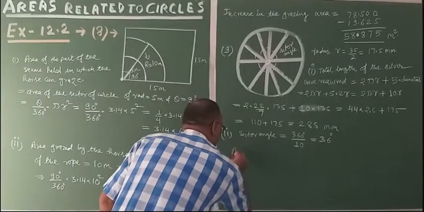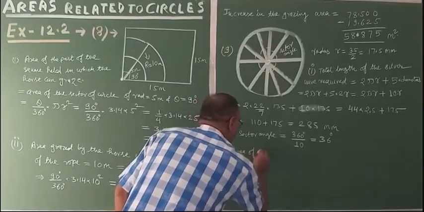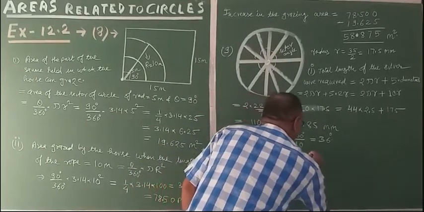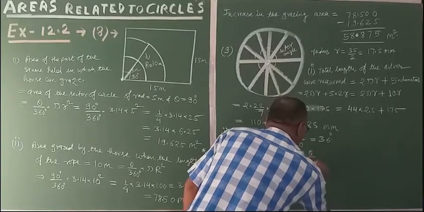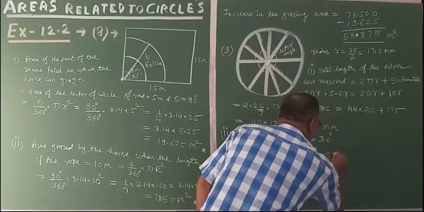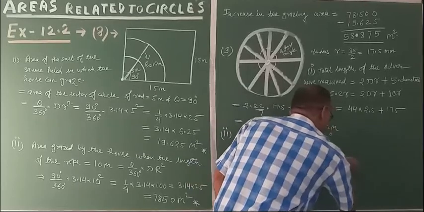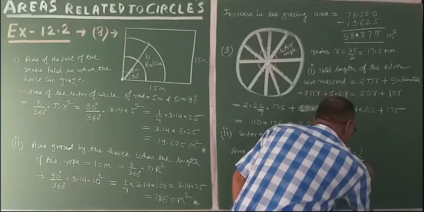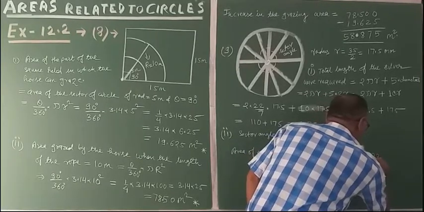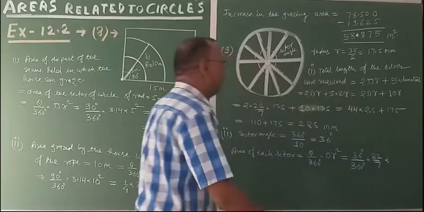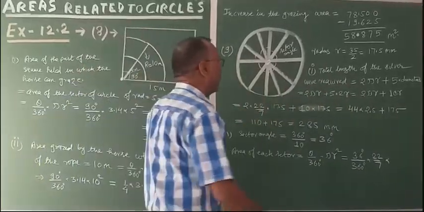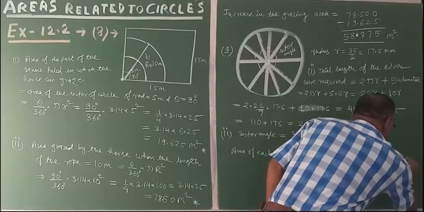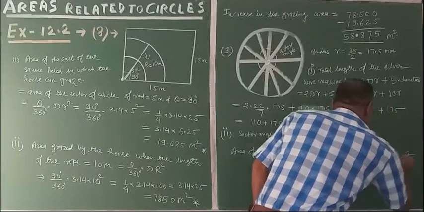Now, area of each sector will be theta upon 360 into pi r square. Theta you have taken here, 36 upon 360, pi is 22 upon 7, and r is what is the r? This one, 17.5. 17.5 whole square. So just solve it.